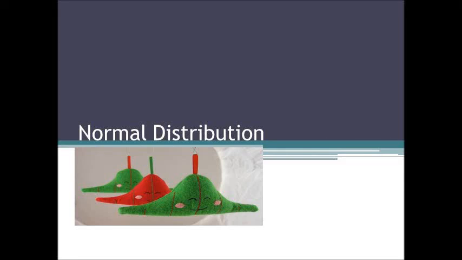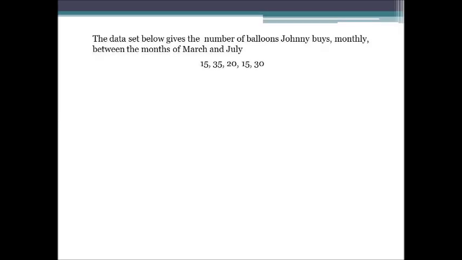The normal distribution by Cindy and Scott. The set below gives the number of balloons Johnny buys monthly between the months of March and July. Find the mean, median, and mode.